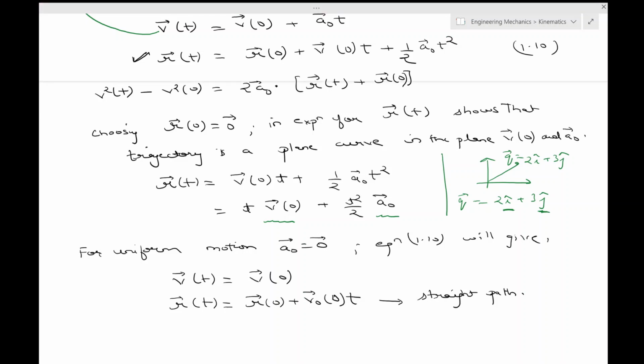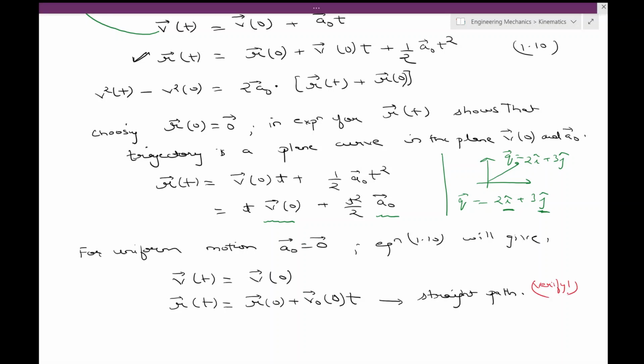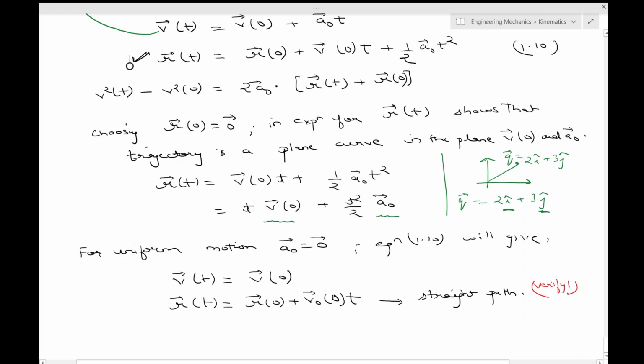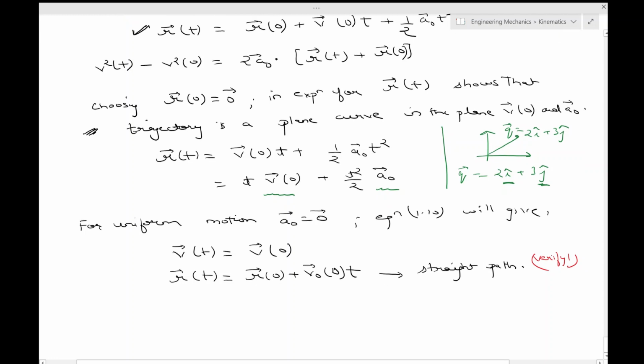This is something which you should verify easily, why it's a straight path. Look at the plane in which the trajectory is drawn. You have to use this idea: look at the plane in which the trajectory is moving.